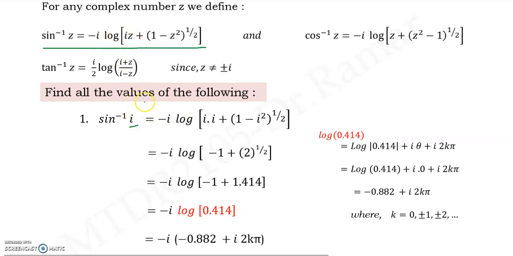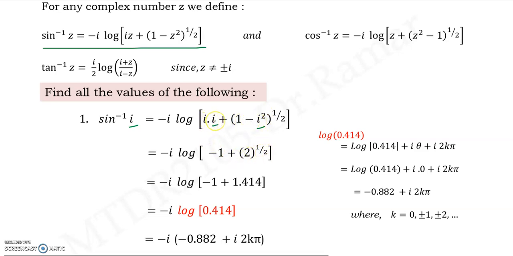So minus i logarithm of (i times i, putting i for z, plus 1 minus z squared), where z squared is i squared, all to the power 1 over 2. Now what is i squared? That is minus 1, so minus into minus is plus, 1 plus 1 is 2. So we get 2 to the power 1 over 2.